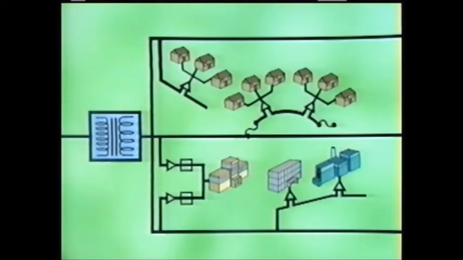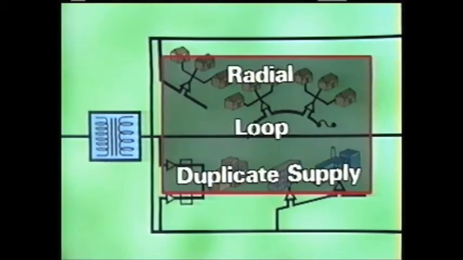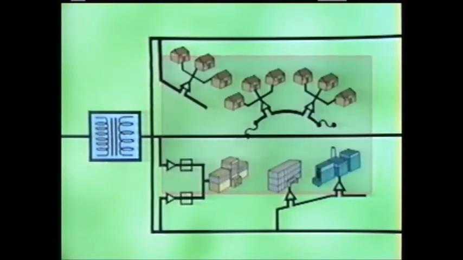As we indicated earlier, there are many different ways to lay out a distribution system. However, in most cases, the layouts will be variations on the radial, the loop, or the duplicate supply that we've shown you here.